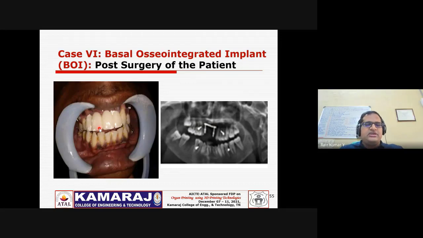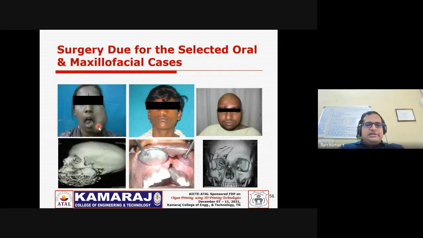So in this way, you can make use of this technology for solving these kinds of complex surgeries they normally come across. And you can even take up cases like an abnormal growth of a tumor.